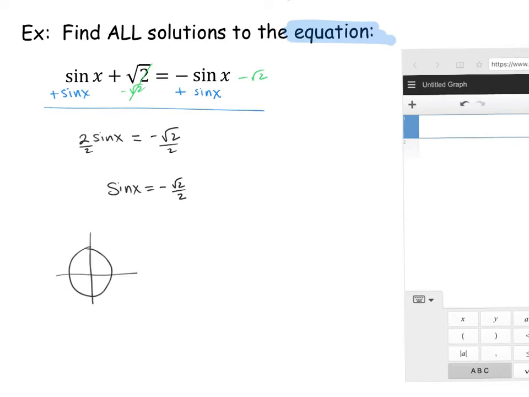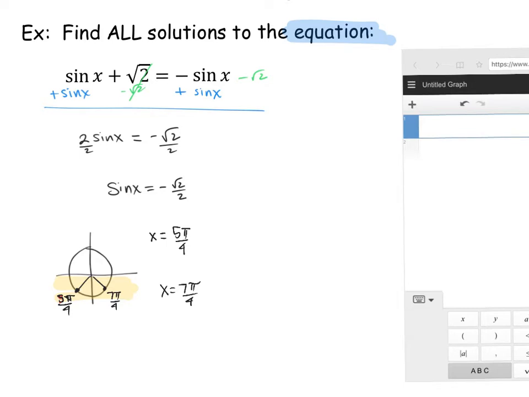The sine is negative in quadrants 3 and 4, and so we would have these angles right down here. Okay, so at 5 pi over 4 and at 7 pi over 4, because sine is related to the y value of those points. So let's see, we've got 5 pi over 4. Okay, and x equals 7 pi over 4.